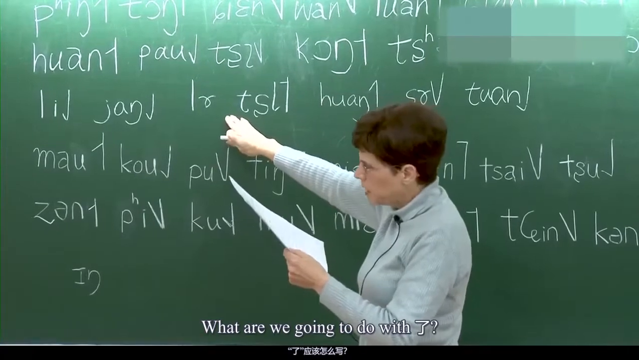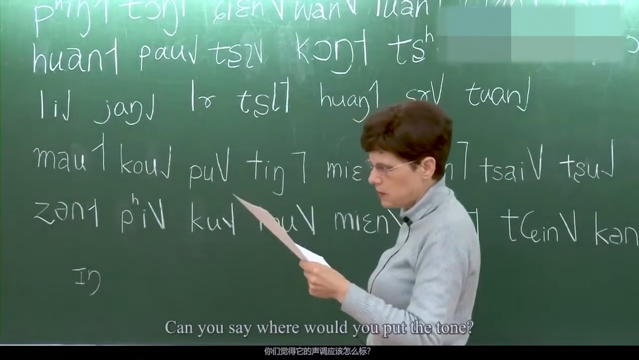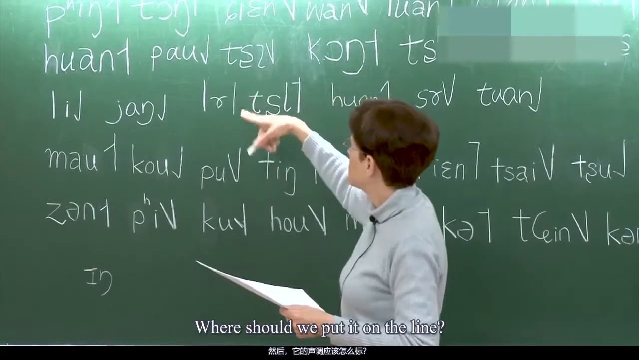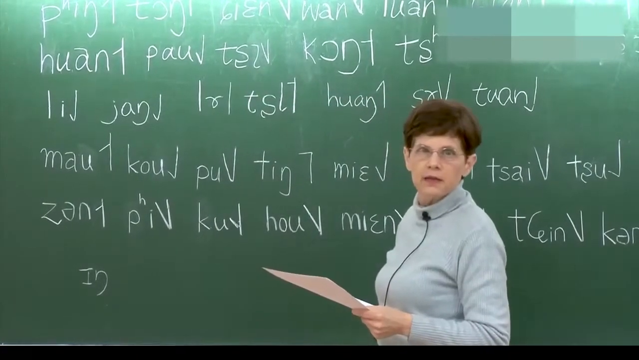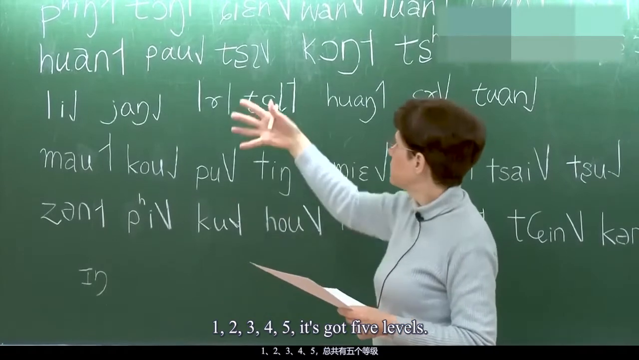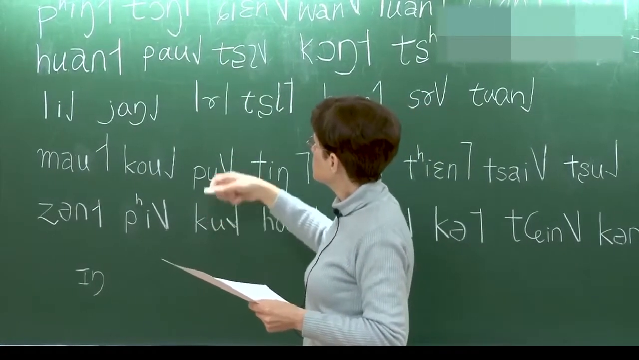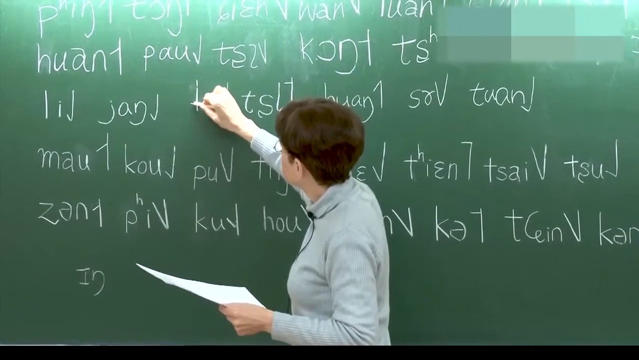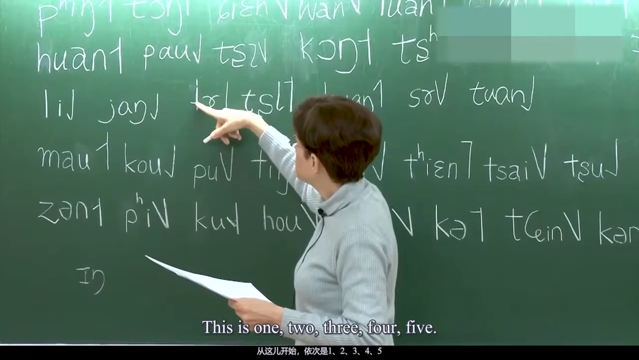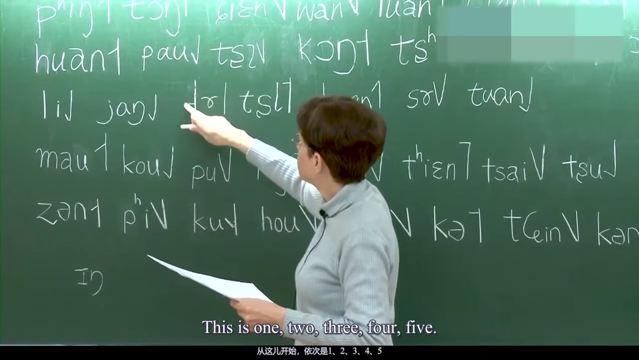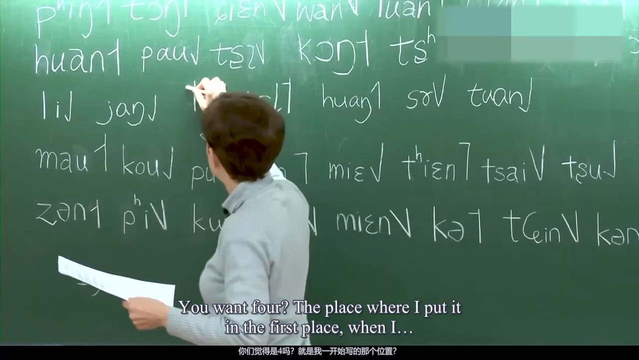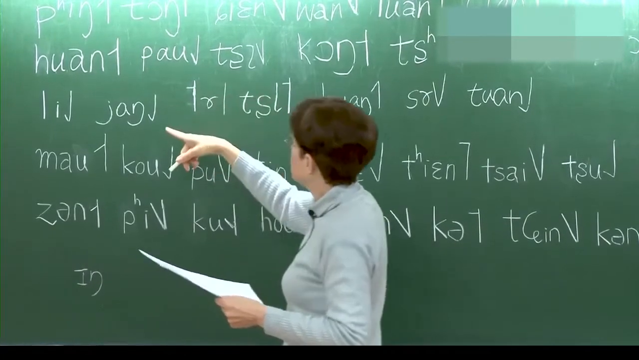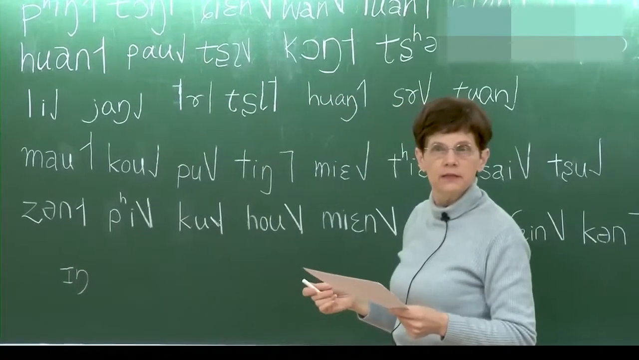Le. Right, what are we going to do with le? We still need a tone there. Can you say it? Where would you put the tone? It's short, so we're going to make a short line. Where should we put it on the line? 1, 2, 3, 4, 5. It's got 5 levels. Put it up here? Oh, sorry, down here. This is 1, 2, 3, 4, 5. You want 4, the place where I put it in the first place when I 没有转过来的时候. Okay? Yang. Look. You like 4?